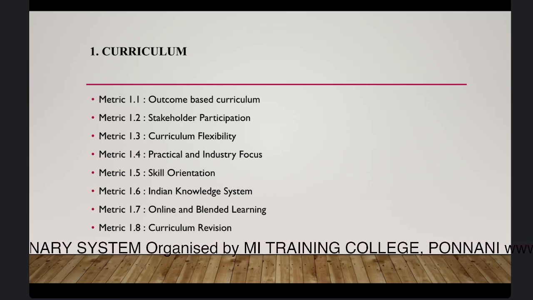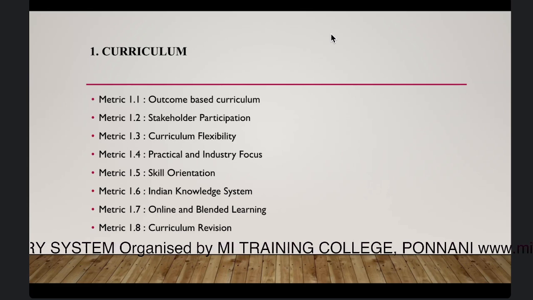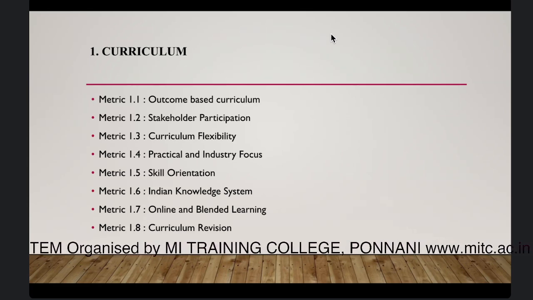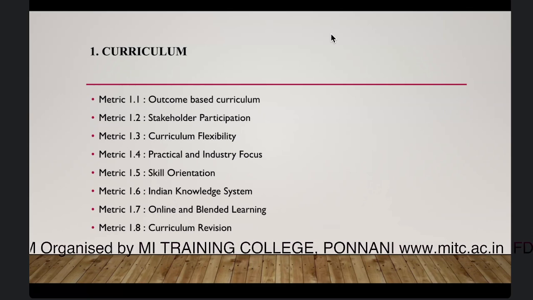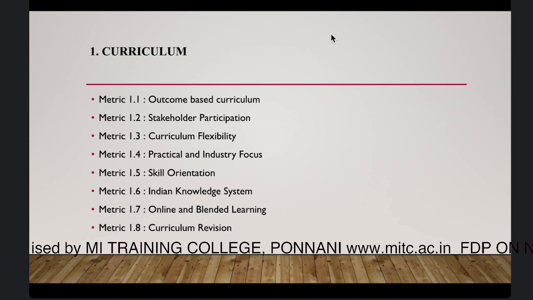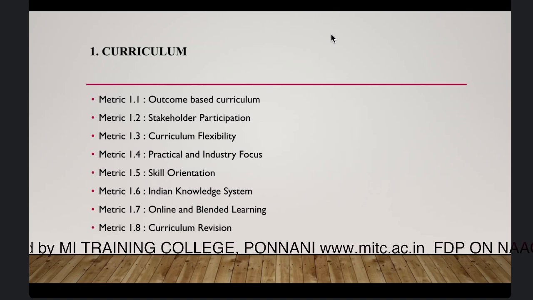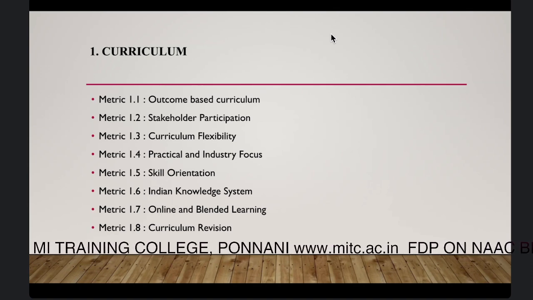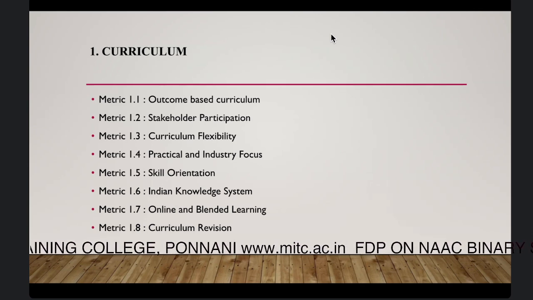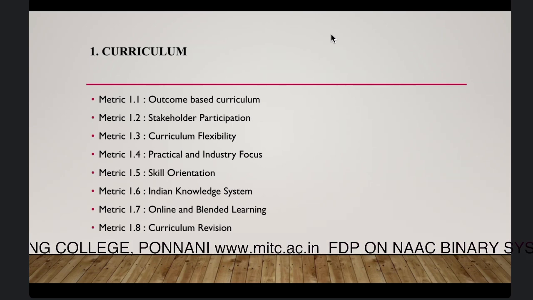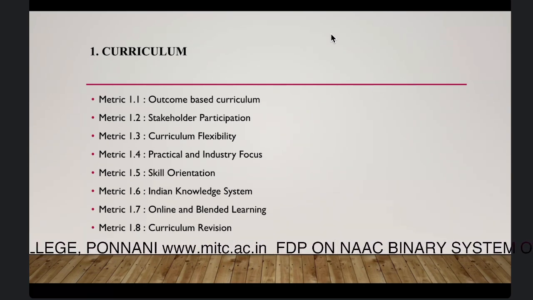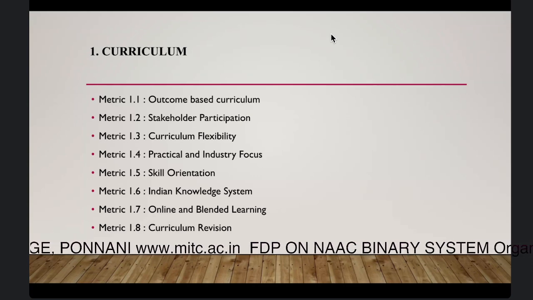So, if you are a part of a university, or a part of an autonomous college, then what are you supposed to do? You will have the minutes of the BOS, the academic council, and the governing body. Everything is part of your documentation for preparing the metric 1.1, which is outcome based curriculum. Affiliated colleges do not come under this.